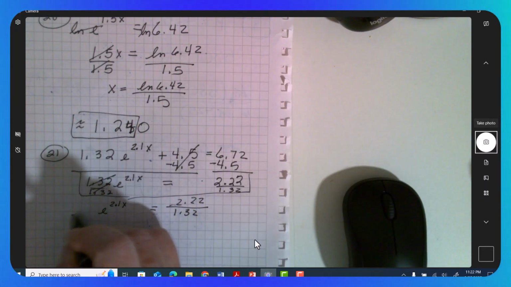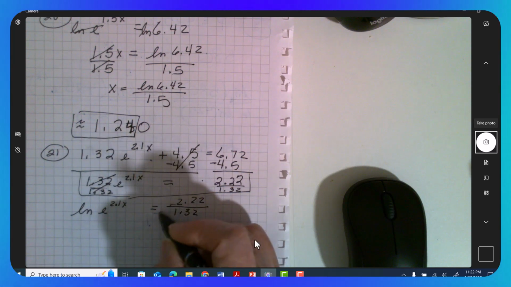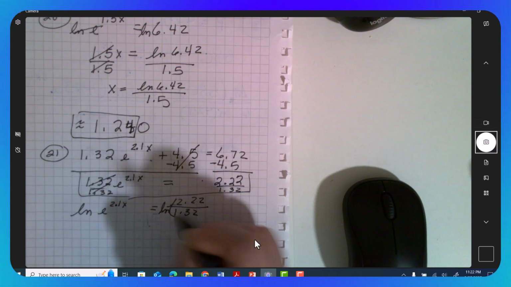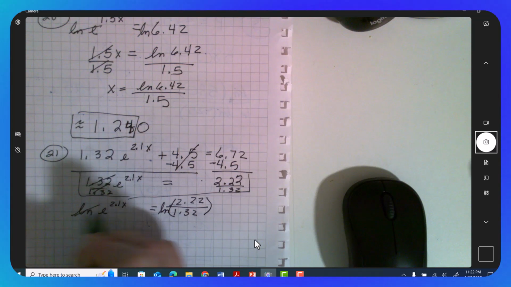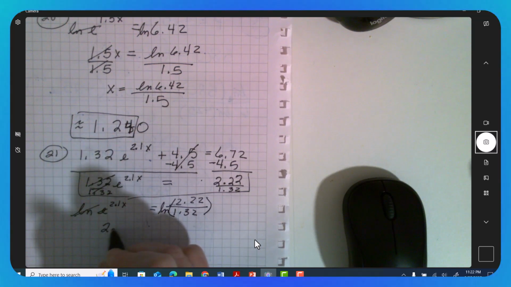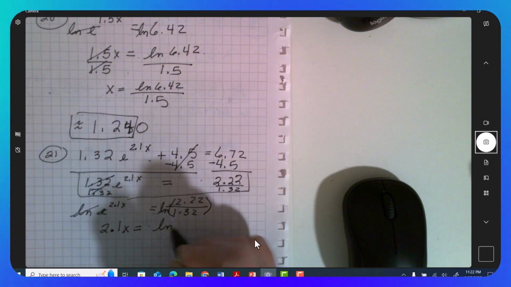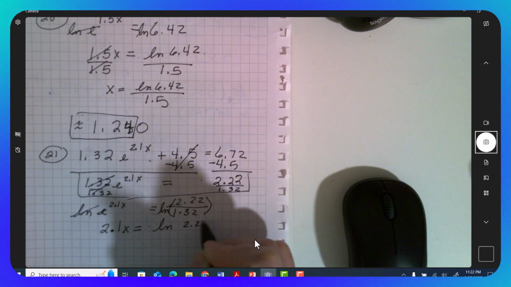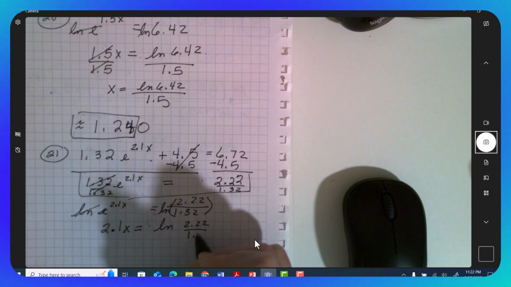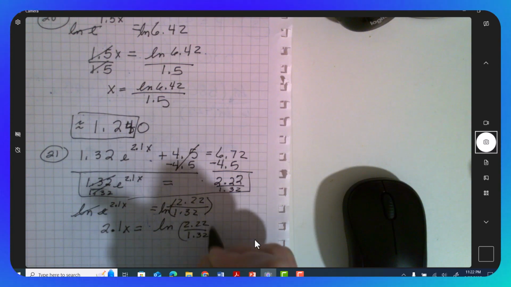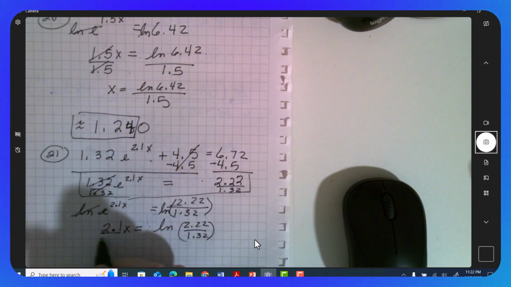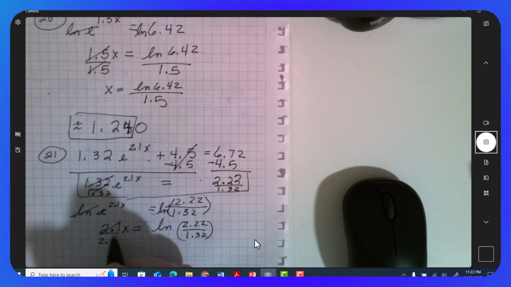All right, now I'm going to take the natural log of both sides. So this is going to cancel. 2.1 x equals the natural log of 2.22 divided by 1.32. And then finally divide by 2.1 to solve for x.